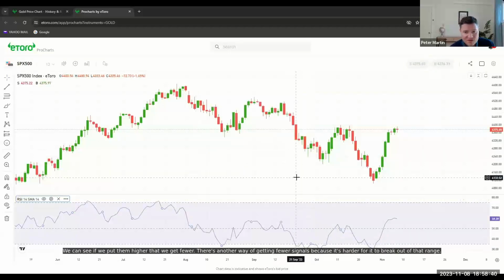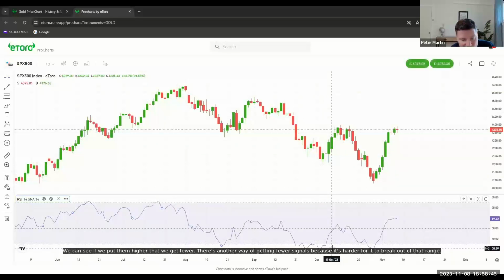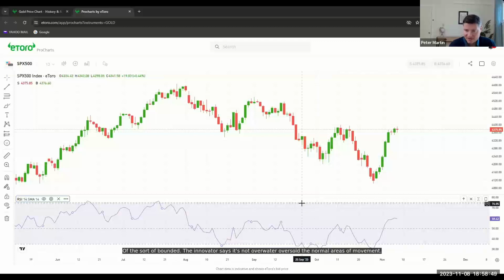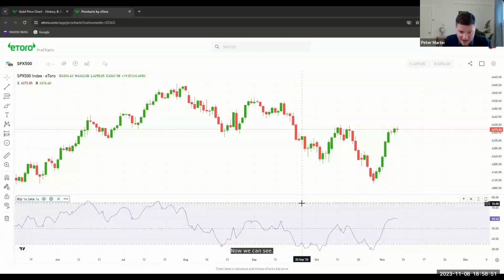We can see if we put them higher, that we get fewer signals. There's another way of getting fewer signals because it's harder for it to break out of that range, the bounded inner bit that says it's not overbought or oversold, the normal areas of movement.